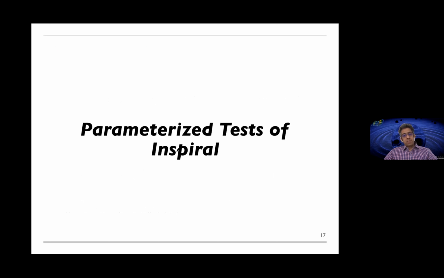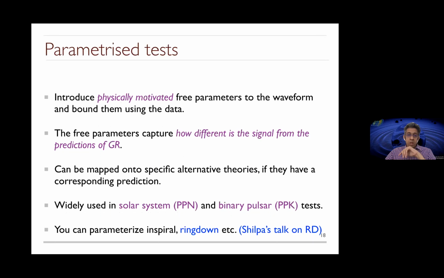Okay, let me go to the next test, which is called the parametrized test of inspiral. As the name indicates, this test parameterizes the inspiral phase of the binary evolution, in the hope that the various parameters we invoke will have some meaning, and we constrain them using the data. So we are invoking a specific parameterization. So what do they generally do?